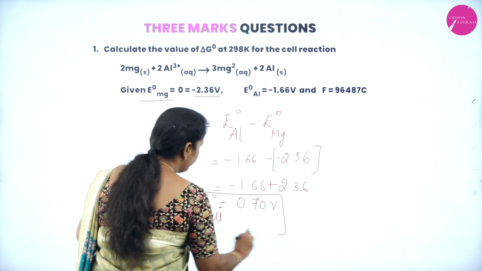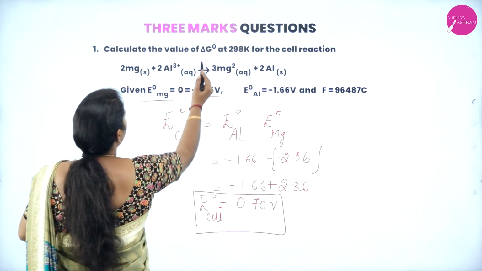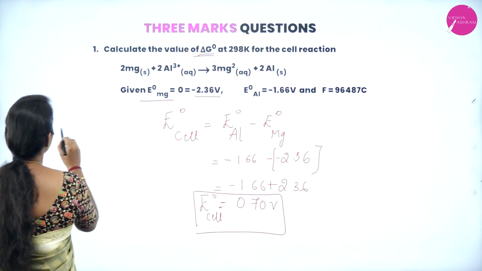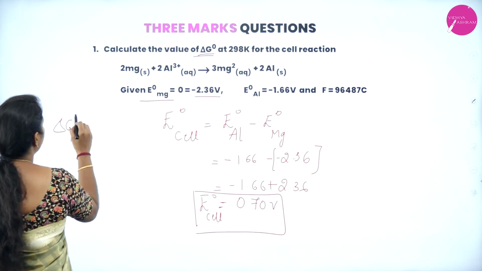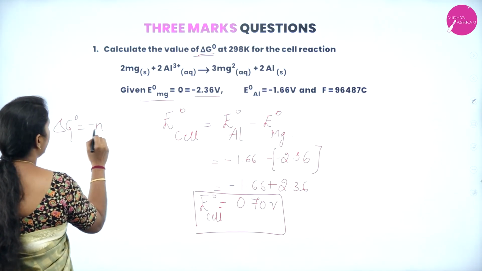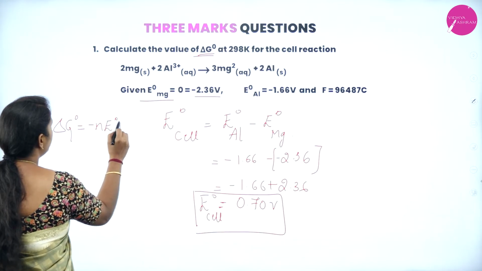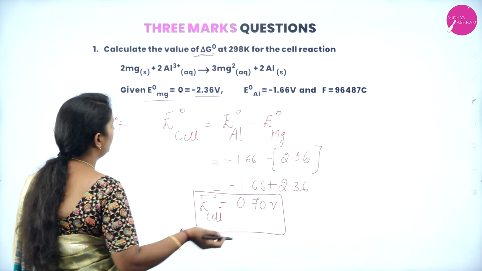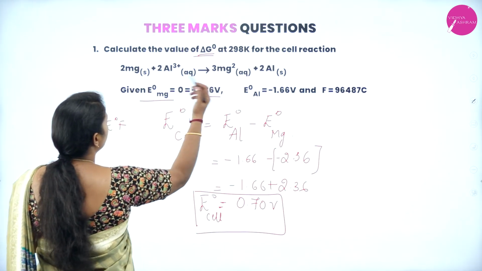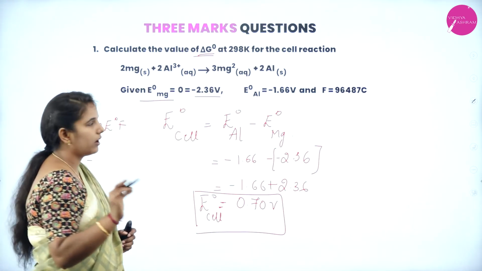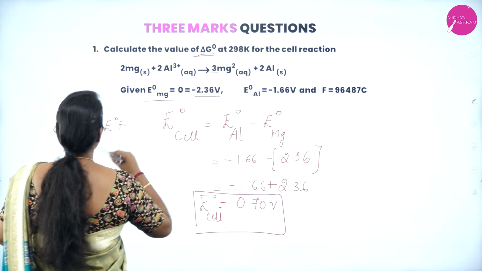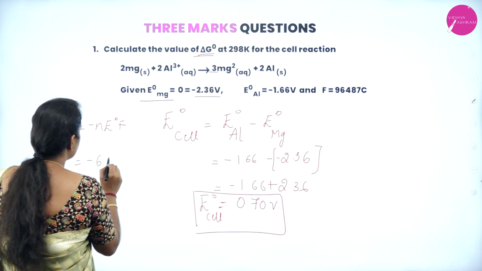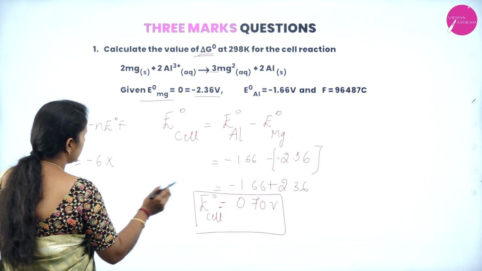Okay. After this, you need to calculate what? Delta G0 value. That is, delta G0 value is equal to minus N E0 into F. Correct, no? Minus N. How many number of electrons are involved here? 2. Magnesium are losing 2 electrons. Since there are 3 magnesium, 2 into 3 is 6. So minus 6 into what is the E0 value?